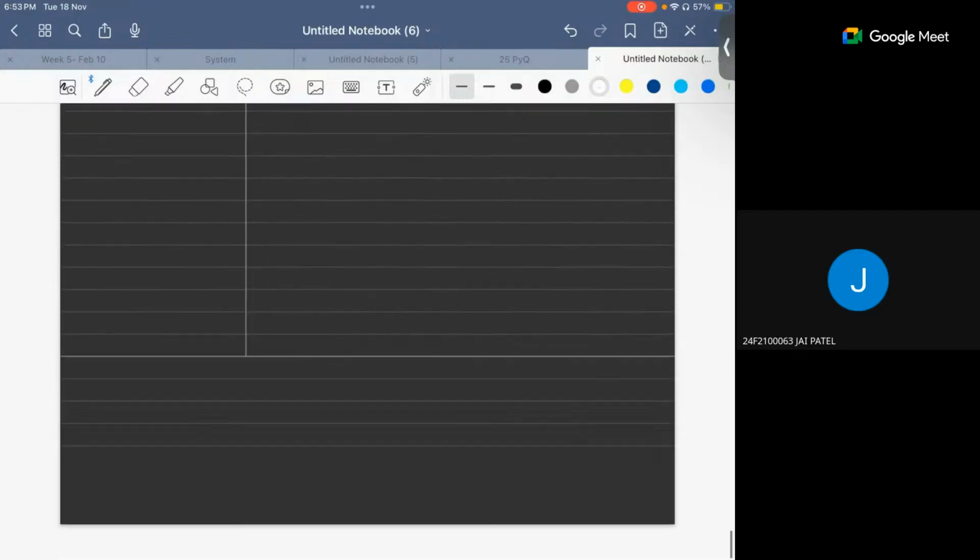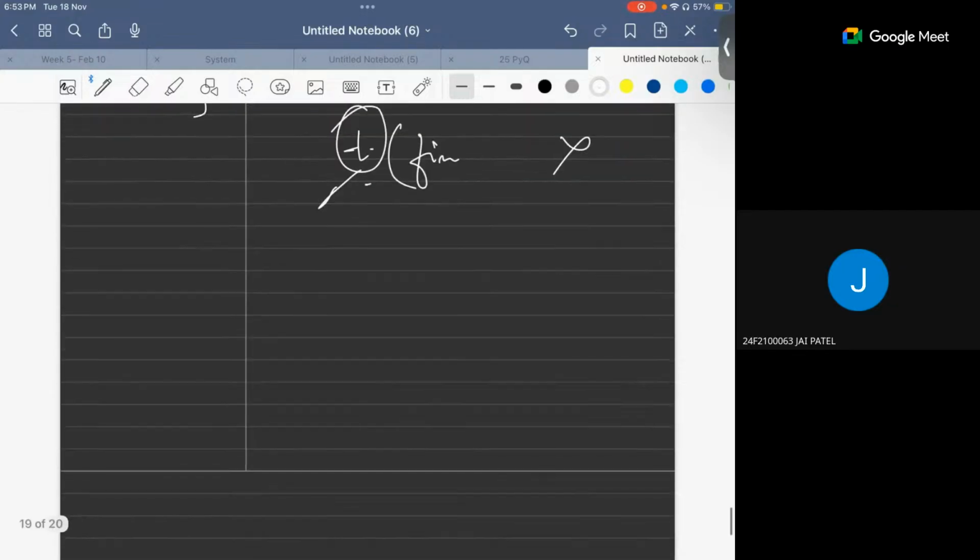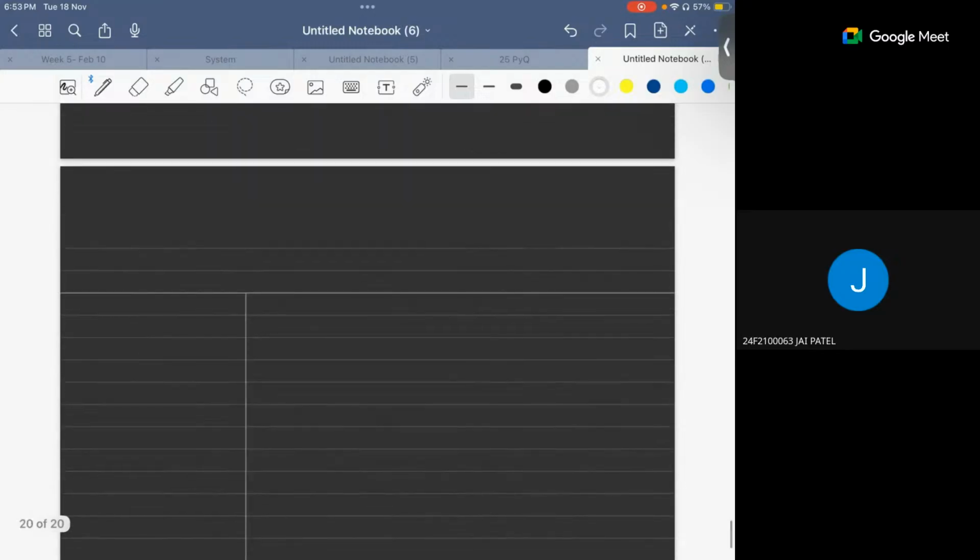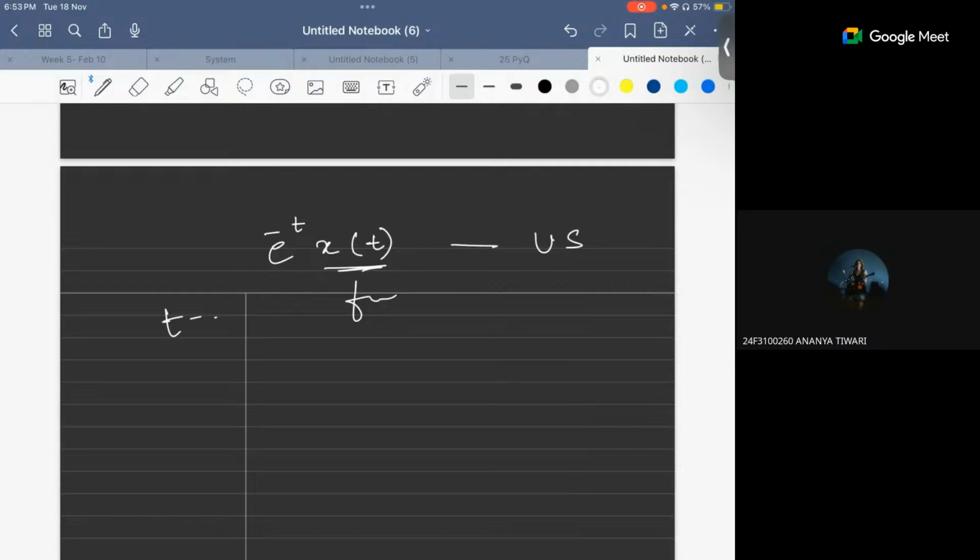Anybody has any doubt in this? If you don't, tell me. E to the power minus t xt. What is this? Unstable, because this xt is finite, but this t, if I put infinite, minus infinite, will be an infinite value. So infinite times finite will be infinite. If I put t as minus infinite, then minus of minus infinity, e to the power infinity.